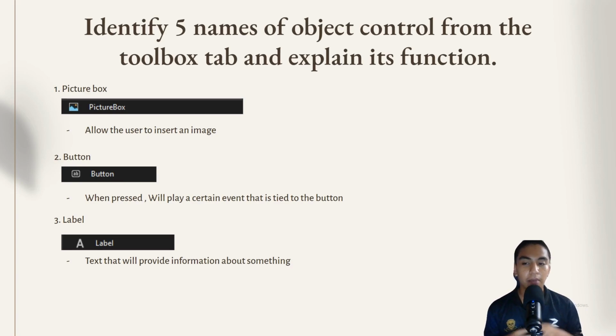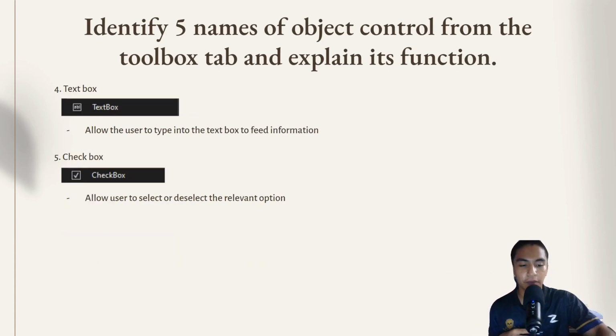Second is button. Button, when pressed, will play a certain event that is tied to the button. So for example, if I have coded the button to show my name or certain information after the button is clicked, then the button will do so. Number 3 is label. Label will provide information about something. For example, I have an empty text box and I want to instruct the user to put their name. I will put a label next to it and say, please enter your name into the text box. So that is what label is used for.